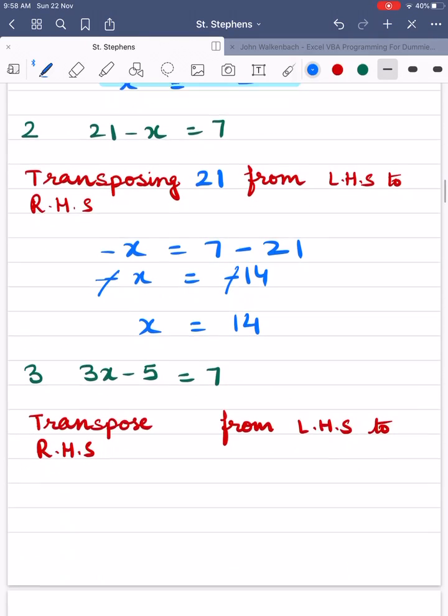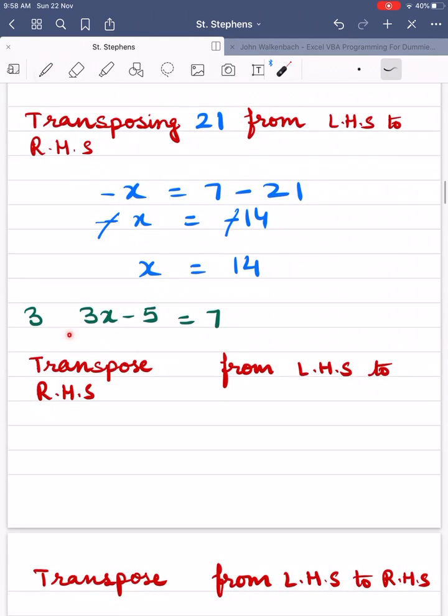Now let's solve 3x minus 5 is equal to 7. Now here first we will transpose minus 5 from left side to right side. So minus sign will change into plus sign. So transposing minus 5 from left hand side to right hand side, we get 3x is equal to 7 plus 5. So we get 3x is equal to 12.